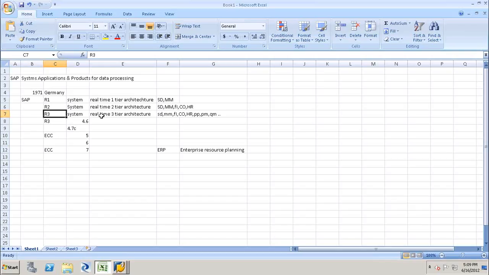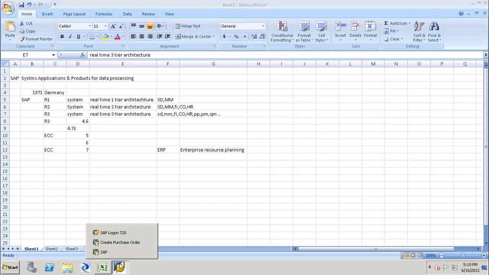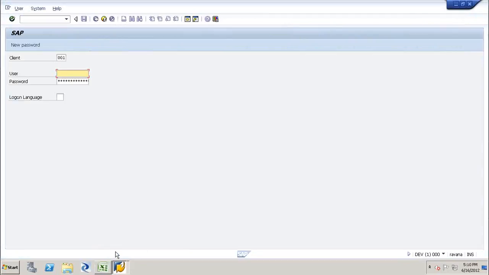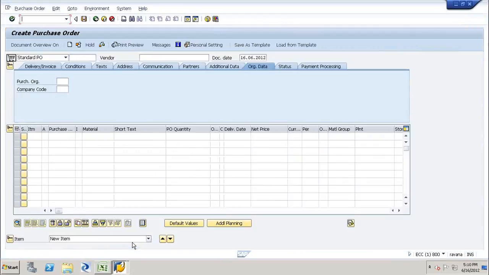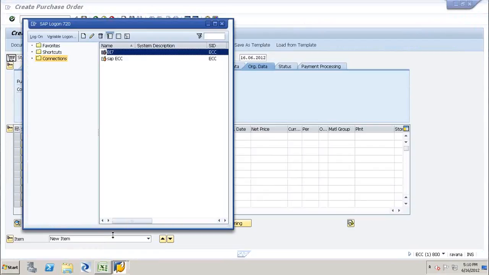Earlier, client and server were not separate; it was only one single piece. Now it's client and server. That means whatever we are using here is a client, a graphical user interface where we are performing our transactions. But the server will be somewhere else. So we will call this a graphical user interface.